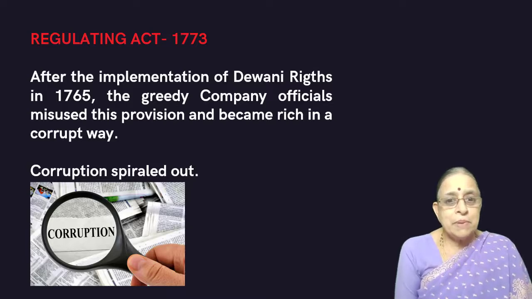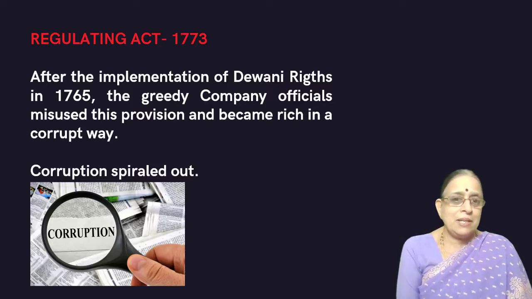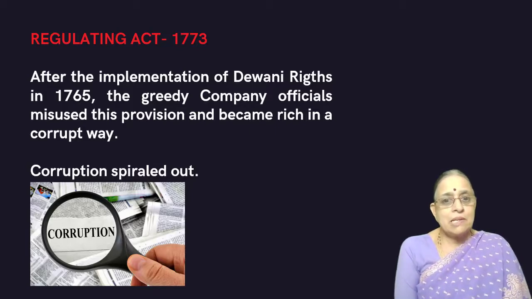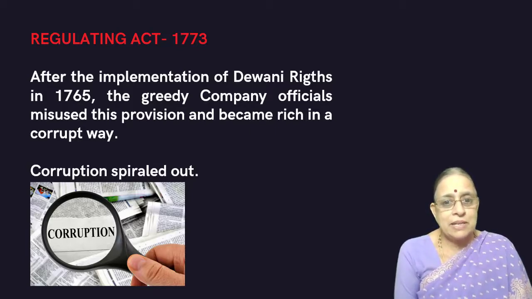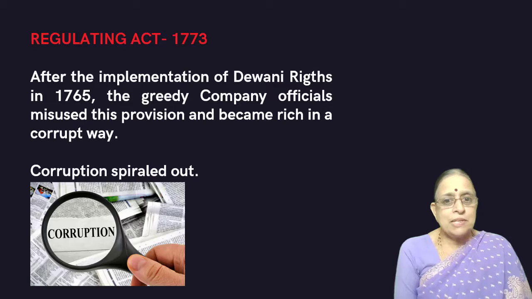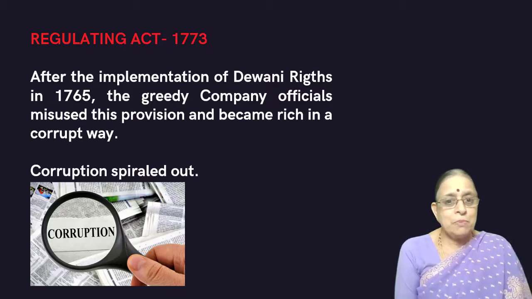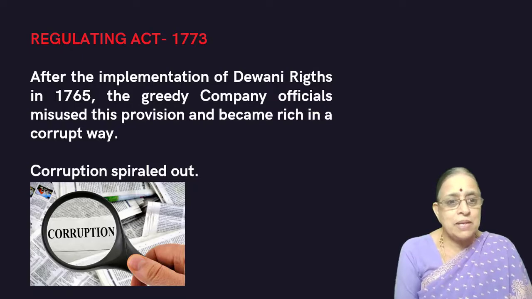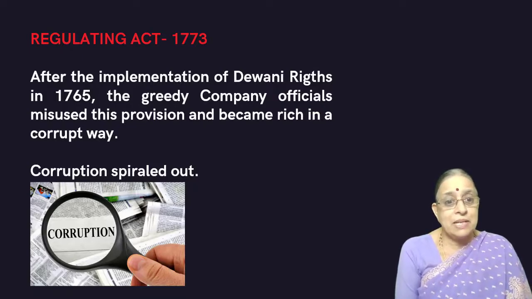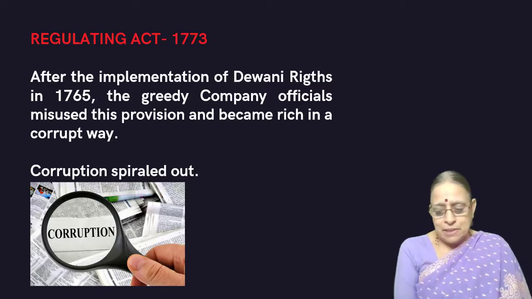The greedy company officials, greedy means having excessive desire, misused the provision and became rich in a corrupt way. This point also we learned yesterday. Company officials began to amass wealth. They became corrupt. They began to become rich, not in a good manner, by taking bribes, by corruption. Corruption spiraled out.